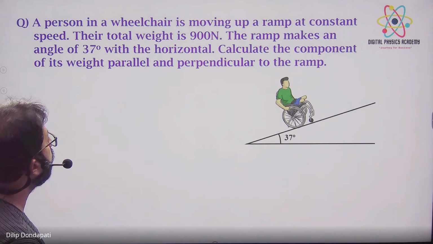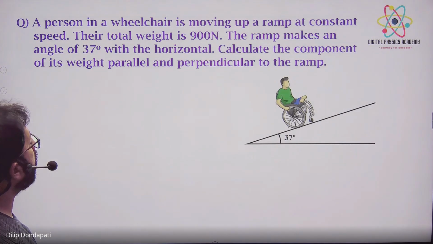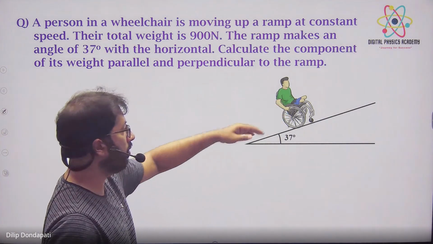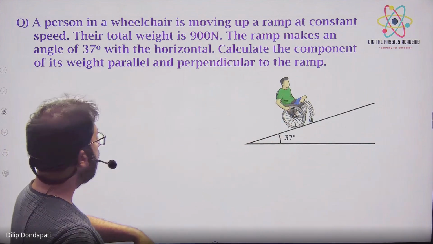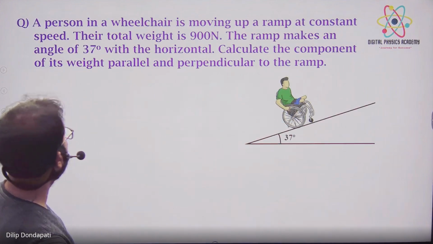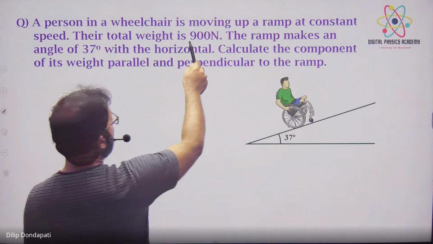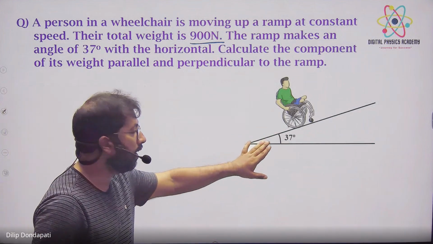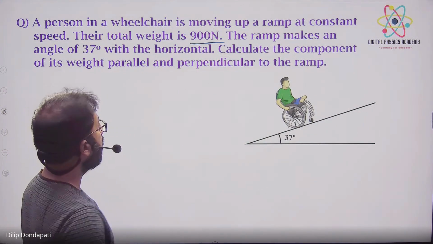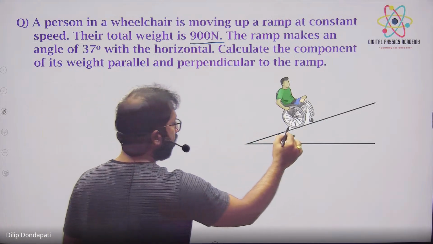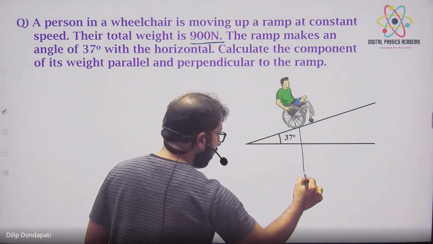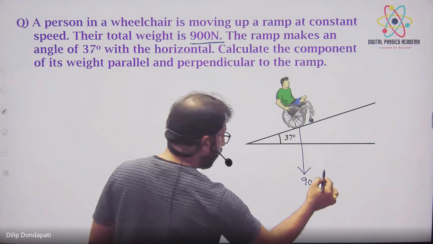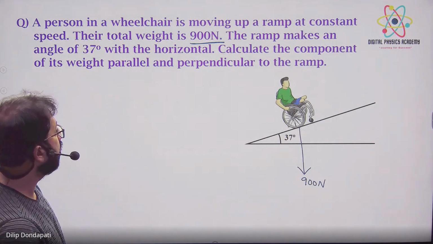A person in a wheelchair is moving up a ramp at constant speed. He is going up at an angle of 37 degrees, and his weight is 900 newtons. Look, this is called an inclined plane. In an inclined plane, 900 newtons is the weight, and weight always acts downwards.